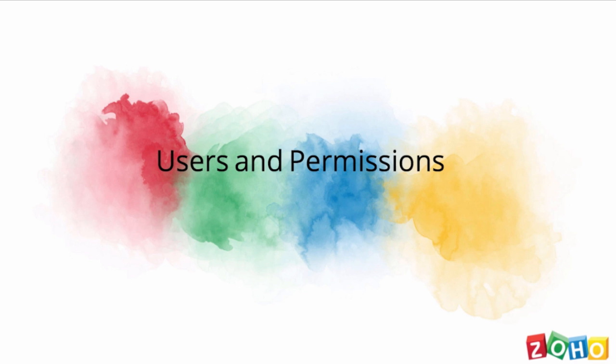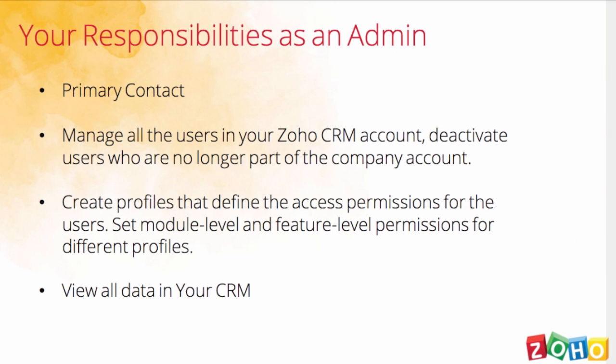Okay, so we're going to go ahead and get started with setting up users and permissions in your Zoho CRM account. As the administrator, you're going to be the primary contact on your account. So this means that you will need to be the person who invites users to join your CRM account. Do not have them go to our website and sign up for a new account.